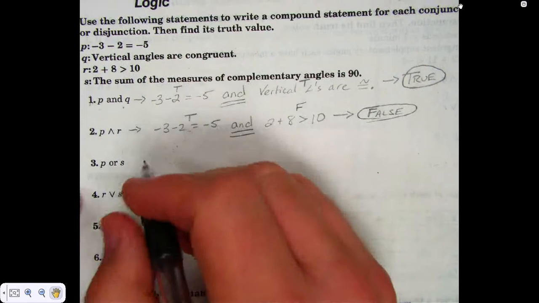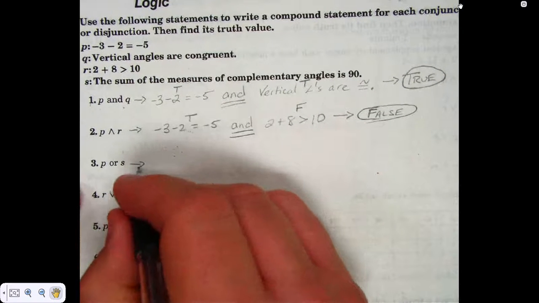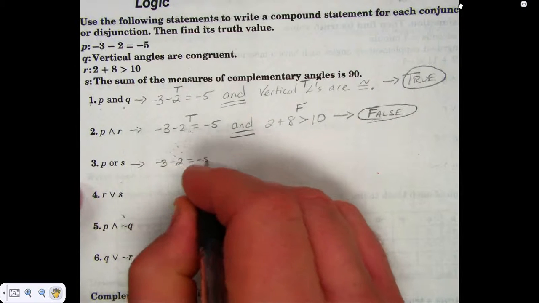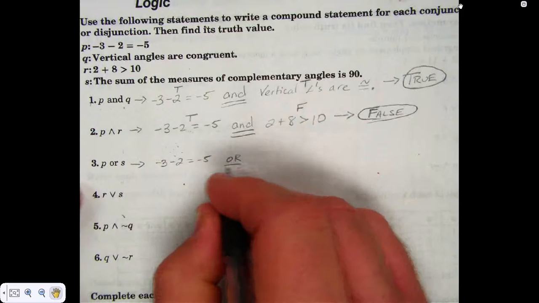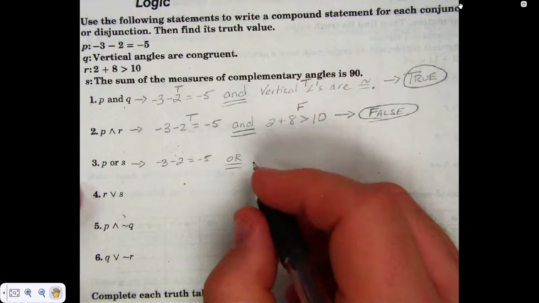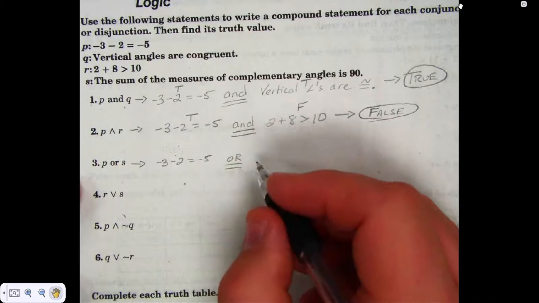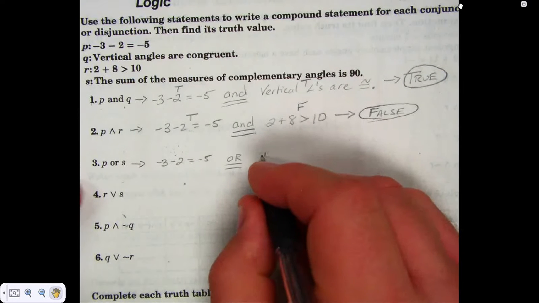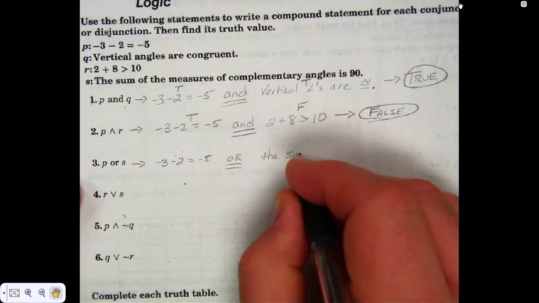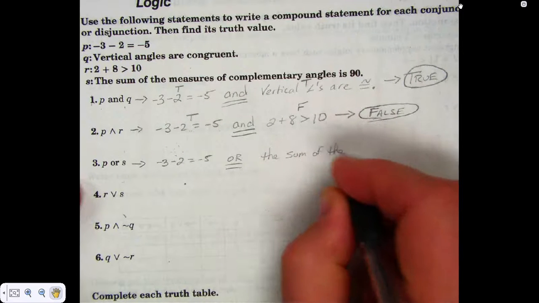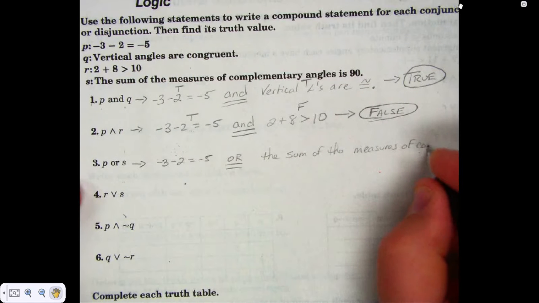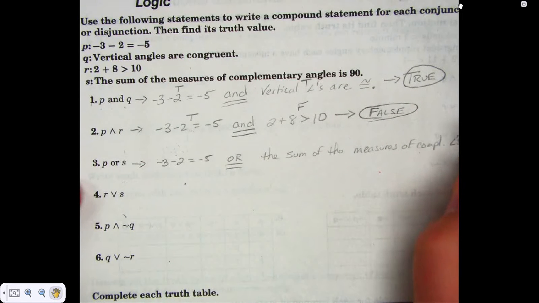Let's look at P or S. How would I write it? P is -3 minus 2 is equal to -5. Key word here, or, and I'm just underlining it twice, you don't have to do that on your assignment. I'm doing that to make reference that that's important. And, or the sum of the measures of complementary angles is 90 degrees.